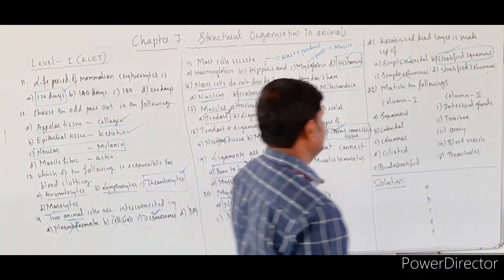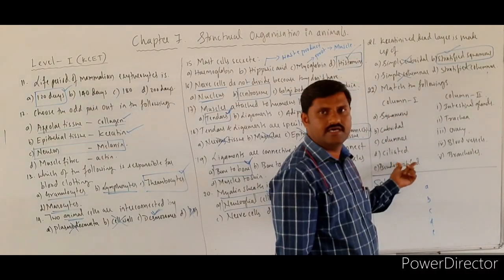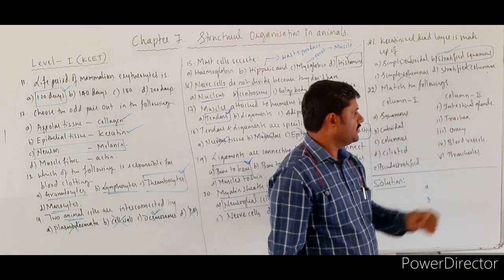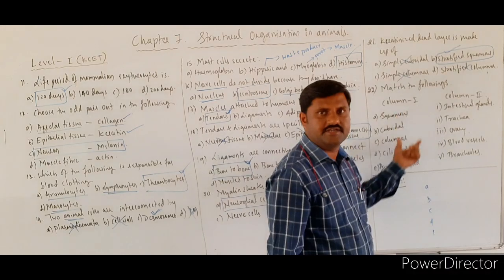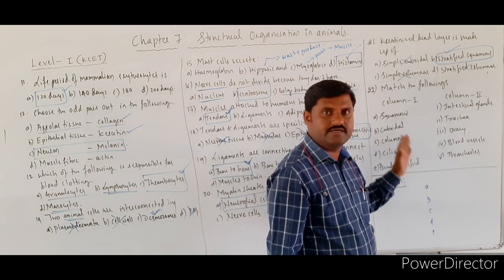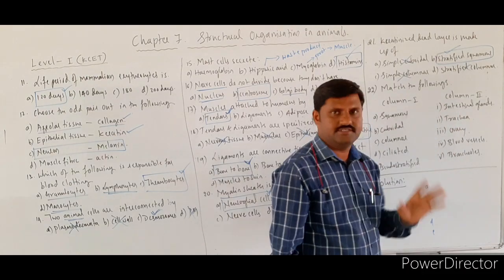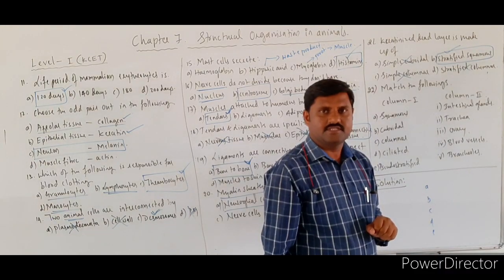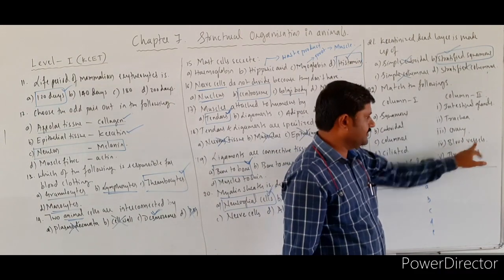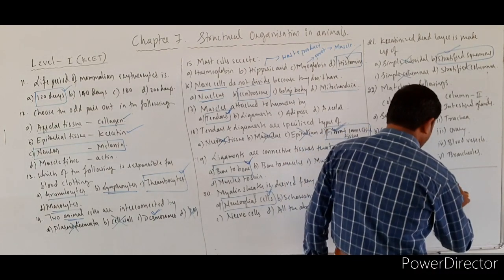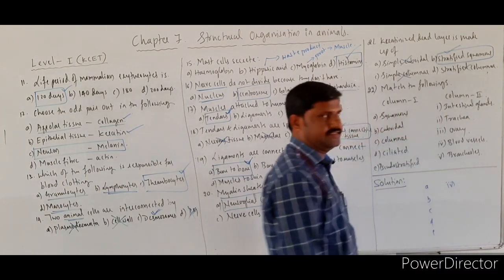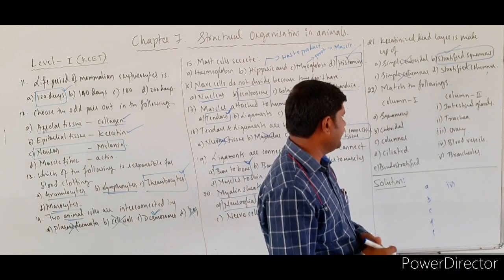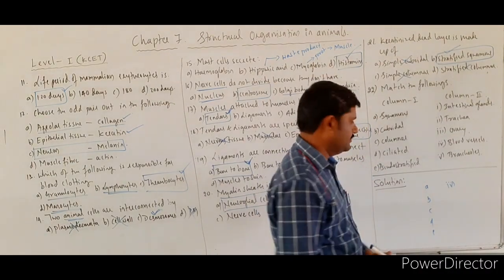The last question. In column 1, all the tissues are here. In column 2, all the structures are here. These structures are lined by certain tissues. And what tissues make the lining of these structures? Let us see now. So first one is squamous epithelium that makes the lining of the blood vessels. Then A4 is the correct answer. And B, cuboidal epithelium, it makes the lining of the ovary, right?